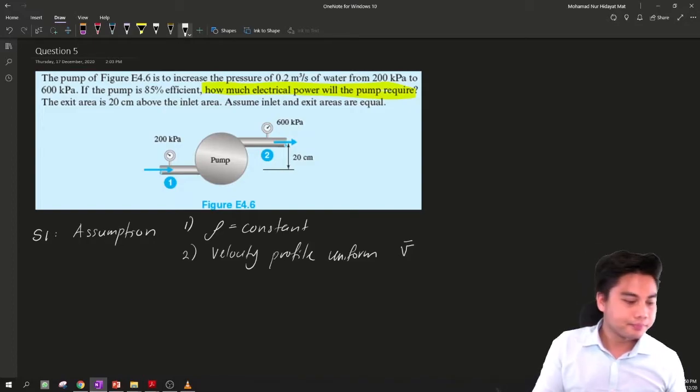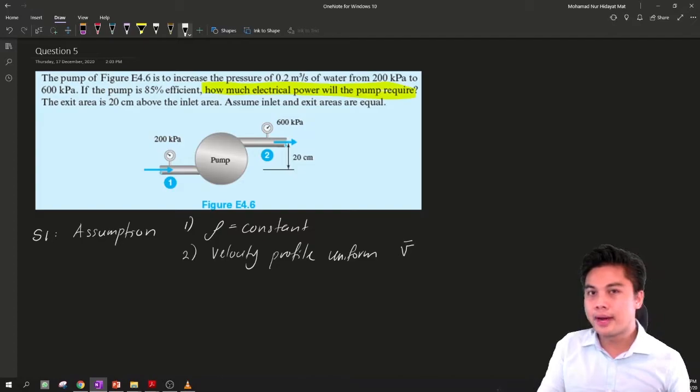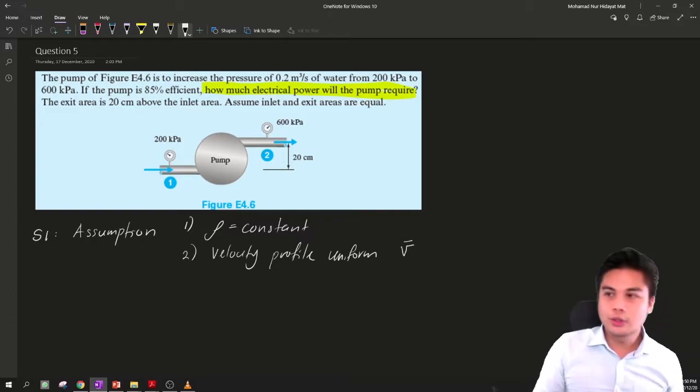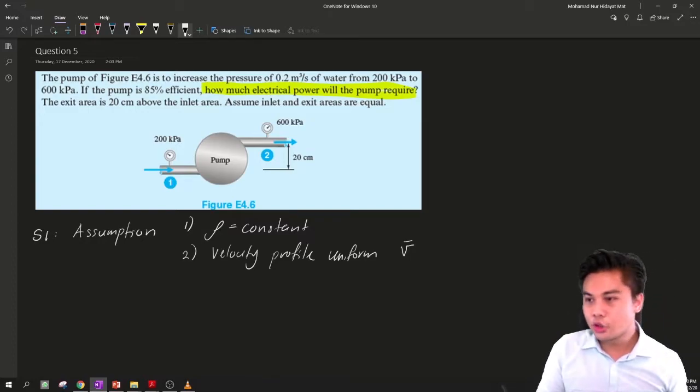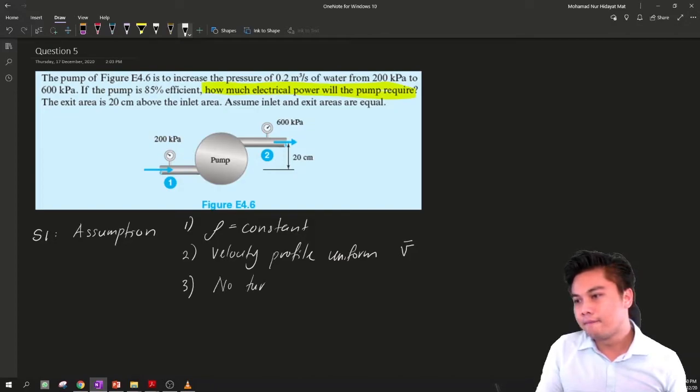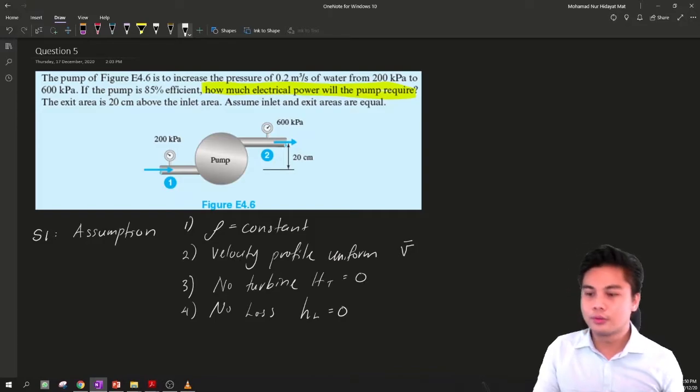And here, as well, there is no turbine. This is only focusing on the pump only. And we assume that there is no friction loss. There is no loss due to the flow. So H of L equal to 0 and head of turbine equal to 0.